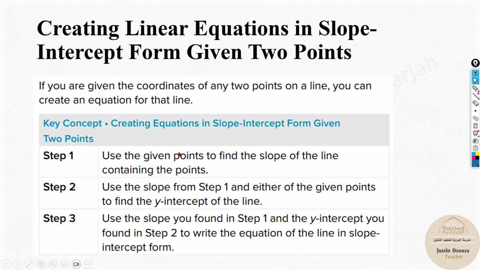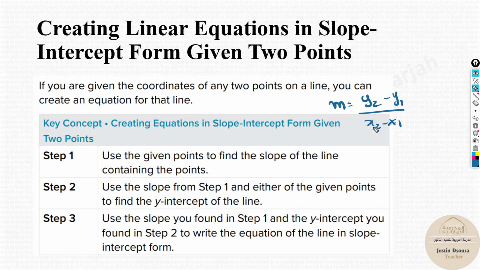Now again, we have one extra step and then it's the same as the previous step. The only thing is you won't be given a slope. You have to find the slope by using this formula. I'll write it over here. M equals y2 minus y1 divided by x2 minus x1. You need to write the slope equation, that is y2 minus y1 by x2 minus x1. I'm sure you know this.